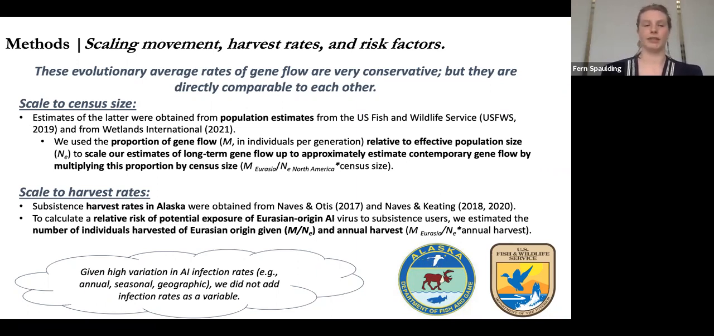To scale the harvest rates, we obtained harvest rates in Alaska from 3 consecutive years, 2017, 2018, and 2020. To calculate a relative risk of potential exposure to Eurasian origin avian influenza to subsistence users, we estimated the number of individuals harvested of Eurasian origin given the proportion of migration to effective population size and annual harvest. It's important to know that given high variation in avian influenza infection rates, they vary annually, seasonally, and even geographically, we did not add infection rates as a variable.